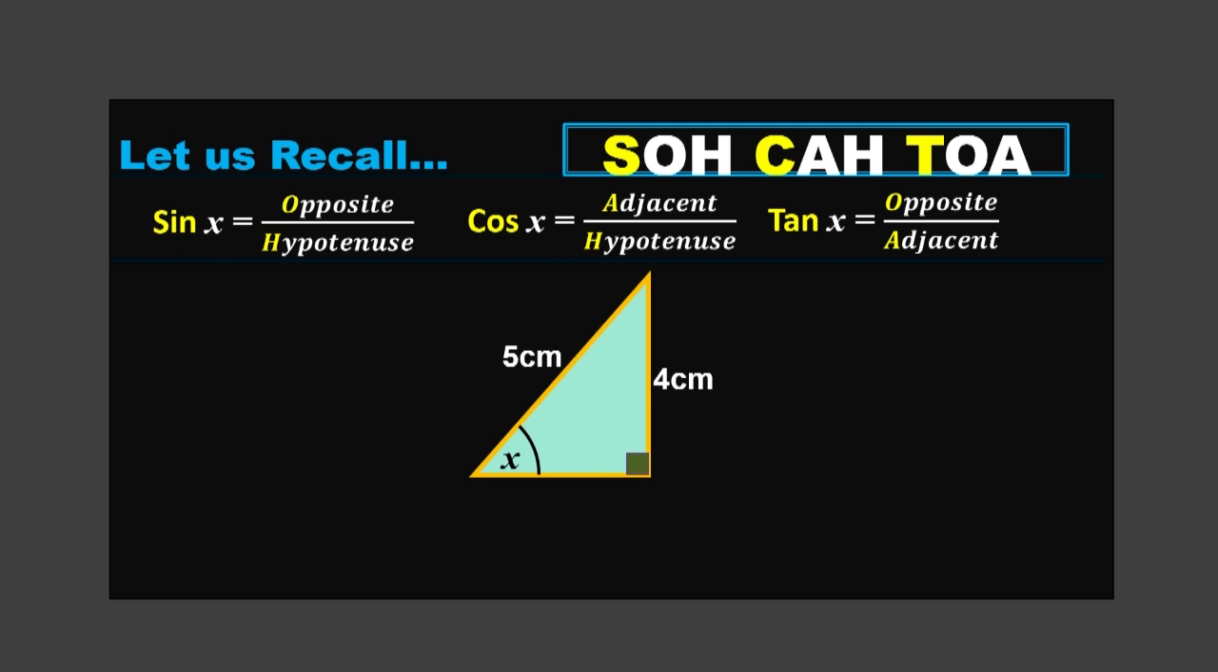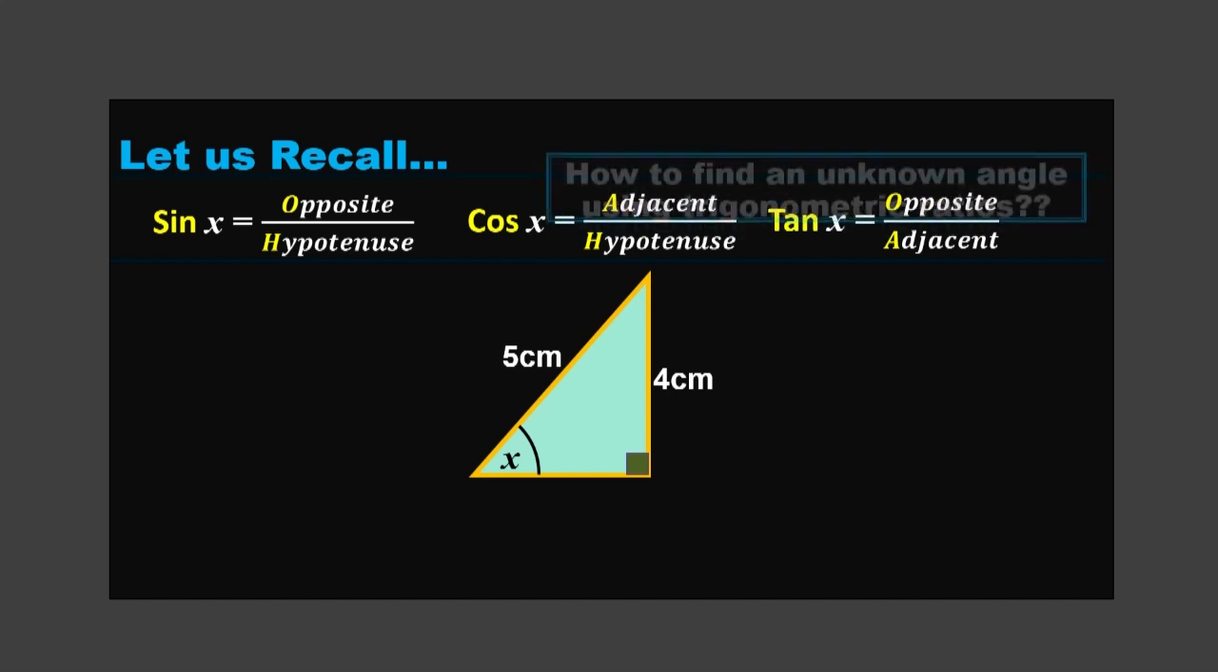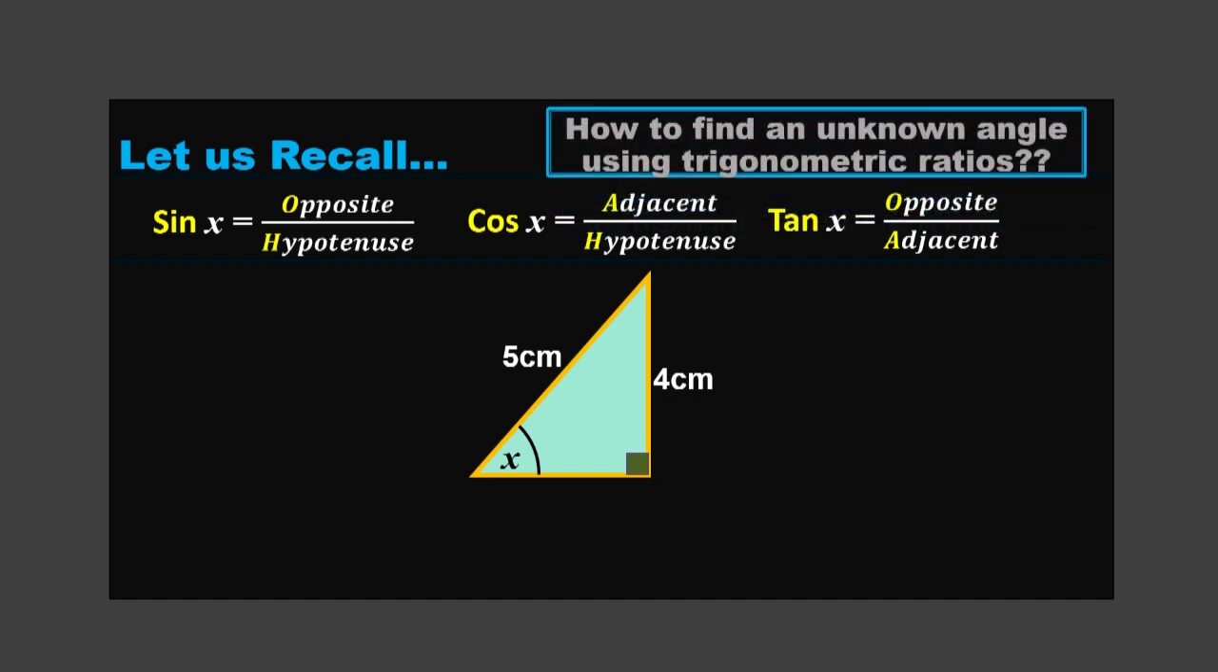Now let me ask you a question. How many of you know how to calculate an unknown angle using SOH CAH TOA? So for that, let's take a look at the given right triangle as shown with an unknown angle x. As you can see, two sides are given there, namely with 4 centimeter and 5 centimeter measures.